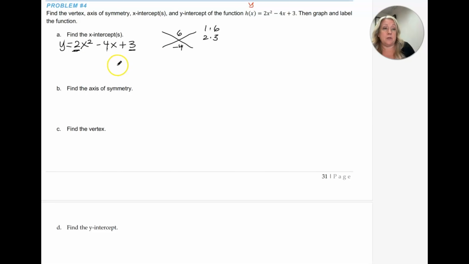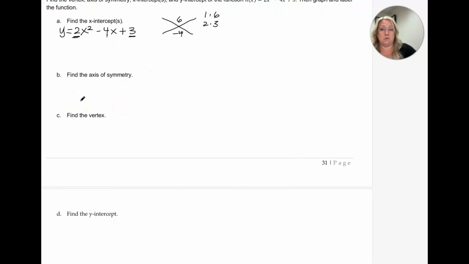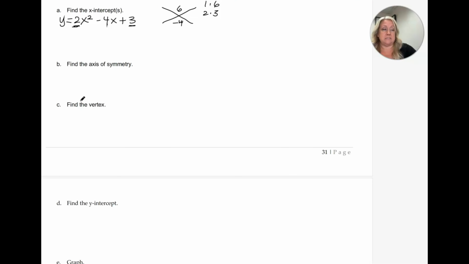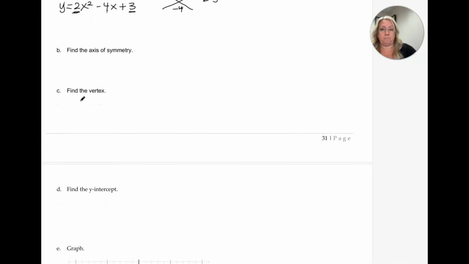And so later in Module 6, we'll talk about how we're going to deal with these functions when they're not factorable. So for right now, we're just going to leave this alone and find the next step. So we are not going to be able to find the x-intercepts on this one.